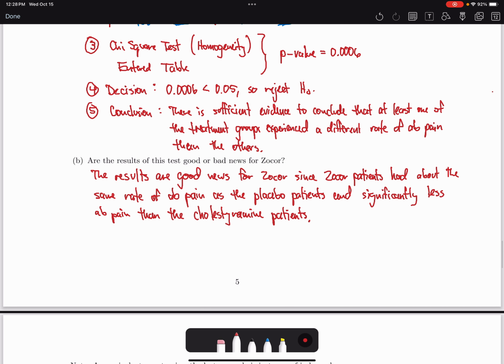So that basically means that Zocor is not causing abdominal pain, right? Which is good news for Zocor. The purpose of the medication was to decrease cholesterol. If it's effective at doing that without causing abdominal pain, then it's a superior drug to cholestyramine, which is good news from Zocor's perspective, right? Okay.